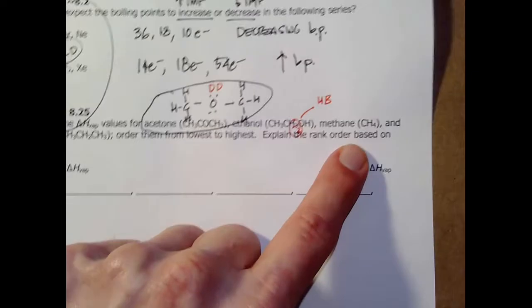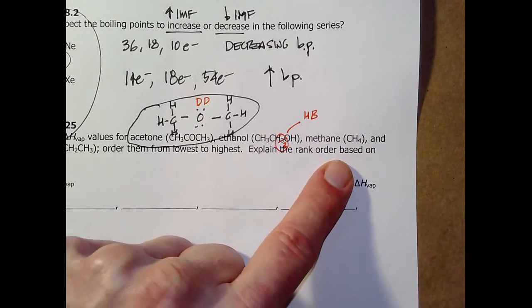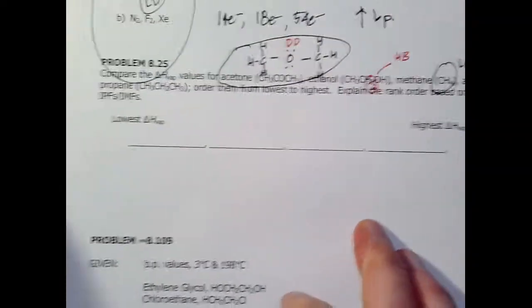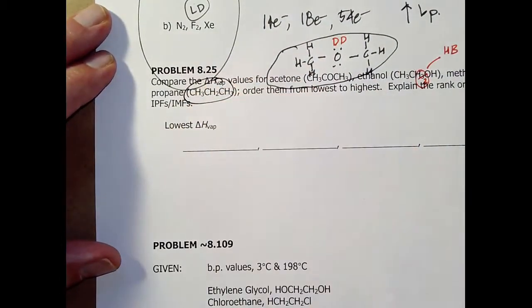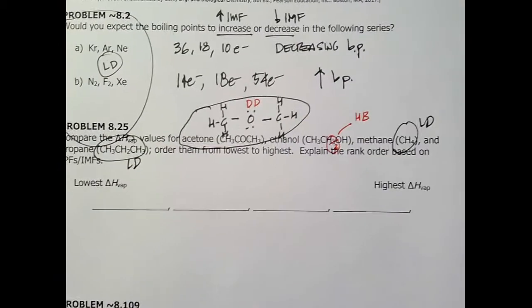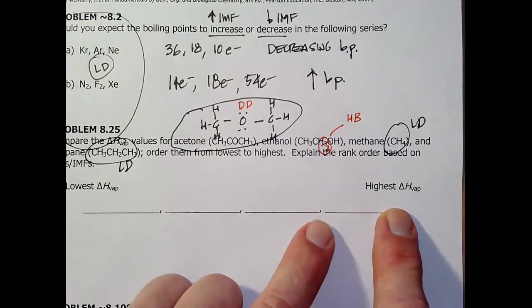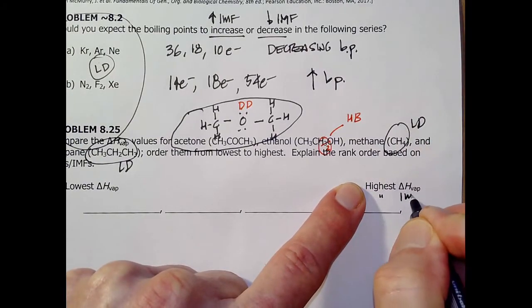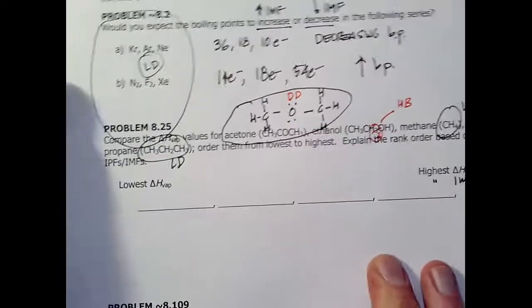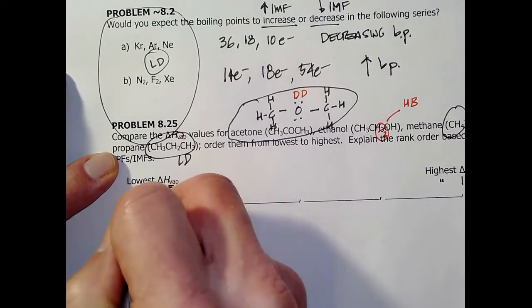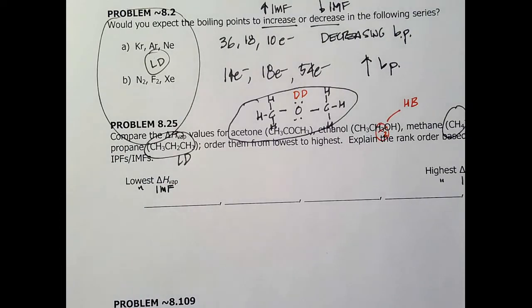Here's a hydrocarbon. Not polar, no ions. That's got to be London dispersion. And I've got another hydrocarbon over here. London dispersion. So highest intermolecular or highest heat of vaporization is also the highest or strongest IMF. Lowest is the weakest IMF.